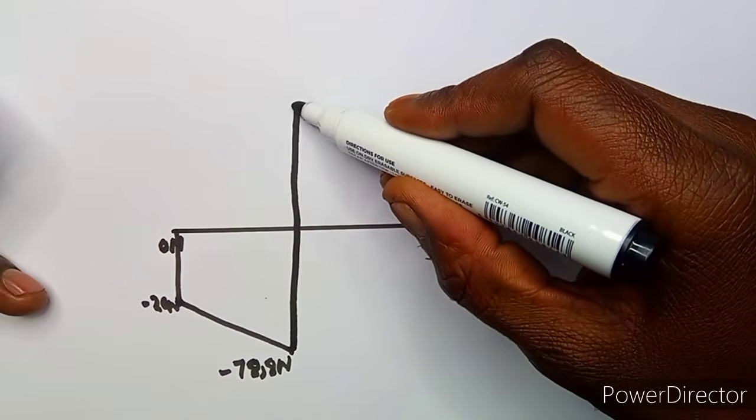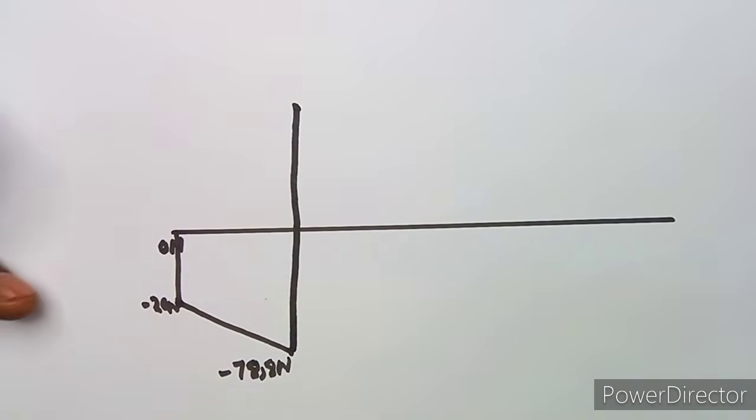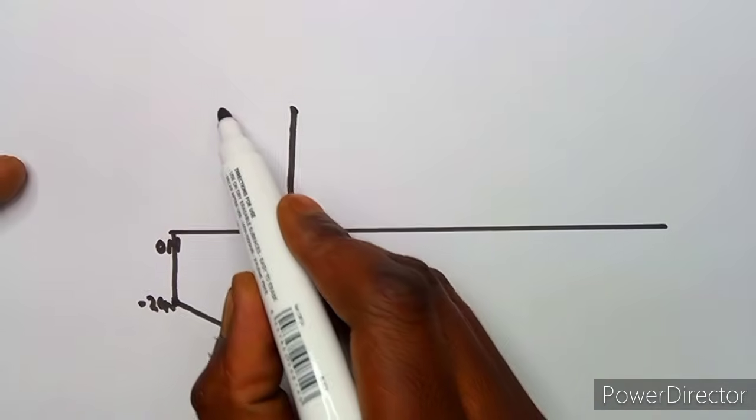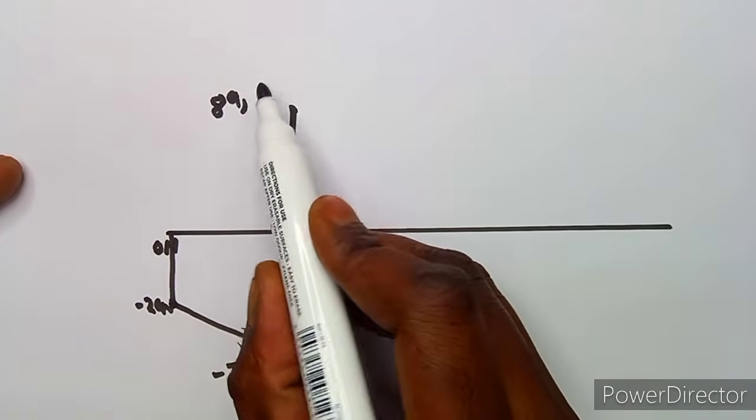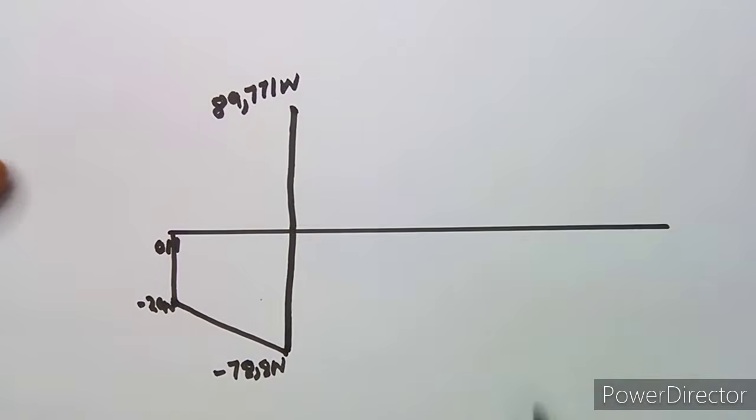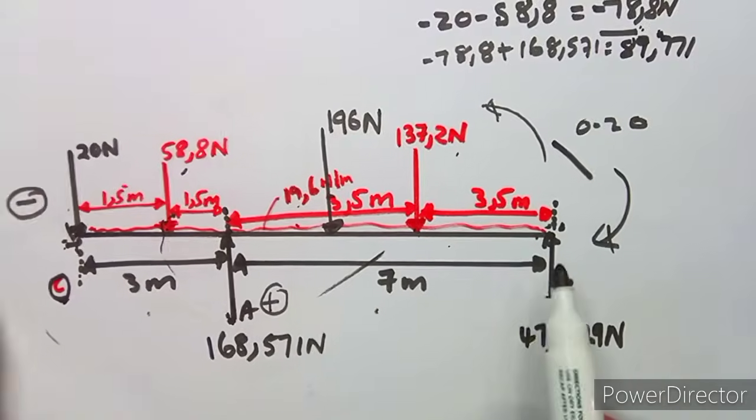So I don't know, just somewhere here, direct. This one is a vertical line. All right, up to 89.771. So that's what you do, guys, throughout, and so on and so on. Okay, so that's it. So the same thing here.